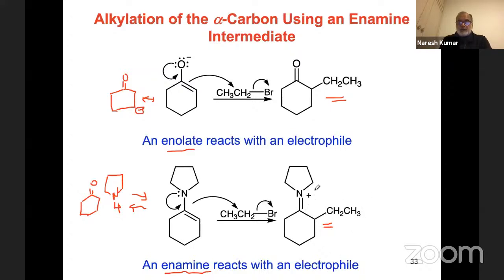We also know from our first year chemistry that imines and enamines can be hydrolyzed to the corresponding carbonyl compounds. So that means you can hydrolyze this compound to a carbonyl compound and you will get the same product.